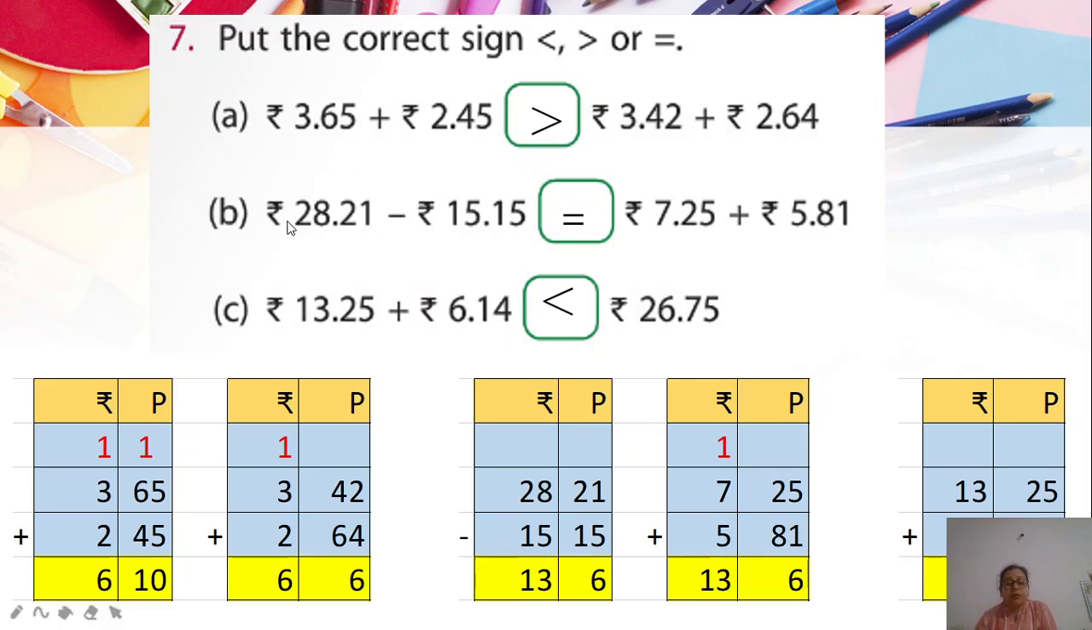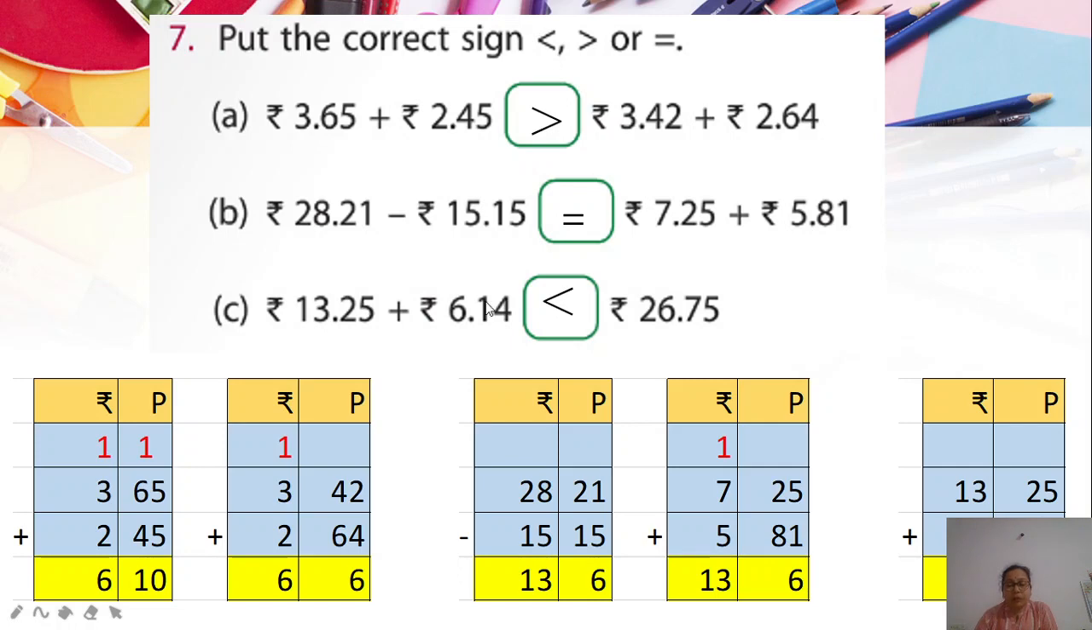Now in my B question, I have got subtraction on one side and addition on the other. Let's check by doing subtraction and addition which amount is bigger or smaller. Now here we have done the subtraction and here we have done the addition also. And what you observe, our answer is same. So we have written here the equal to symbol.